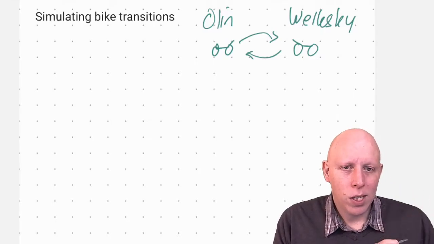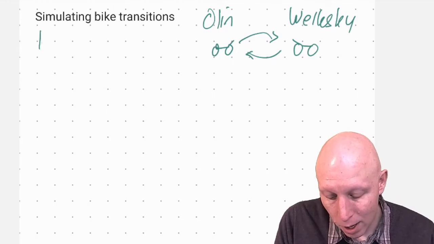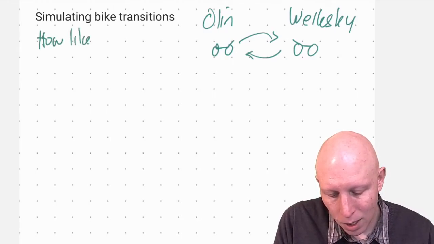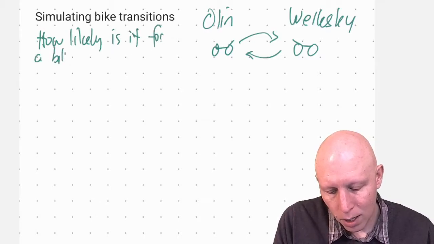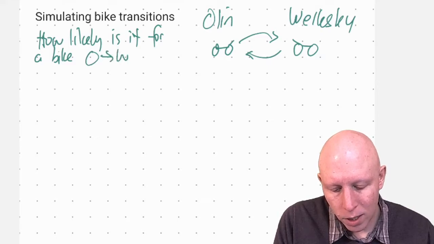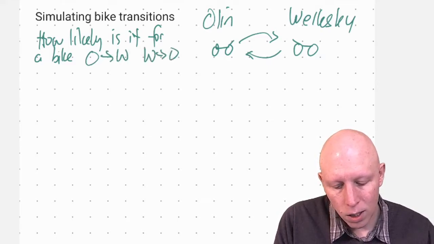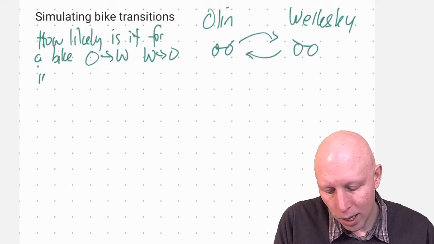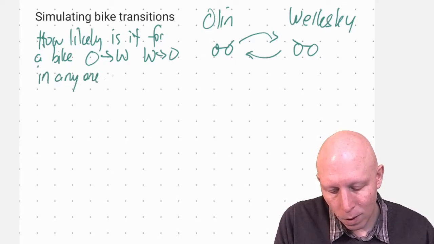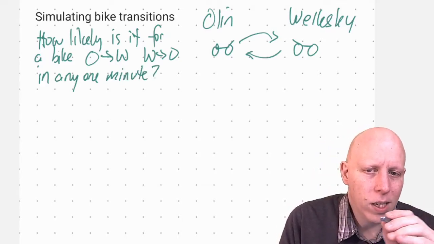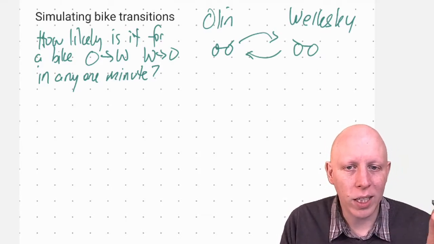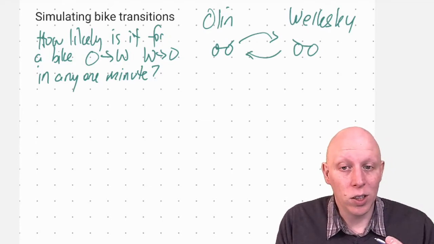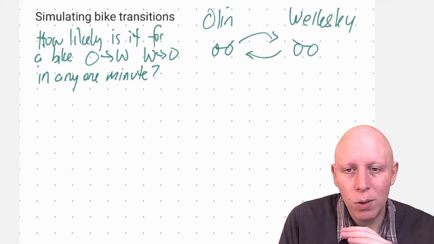So at any particular minute, we can ask the question, how likely is it for a bike to transition from Olin to Wellesley and also from Wellesley to Olin? So how likely is it in any 1 minute? Maybe you could decide it's every hour, or every 5 minutes. This is just some decision that you're going to make as you're working on the problem.